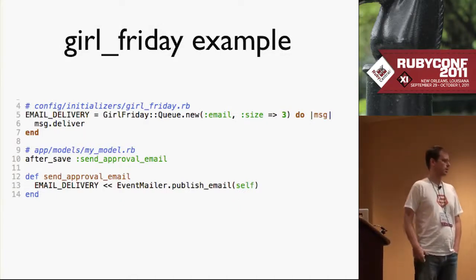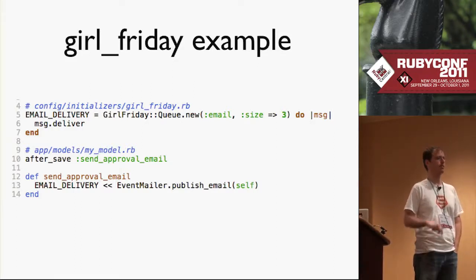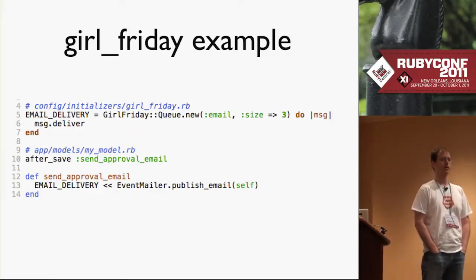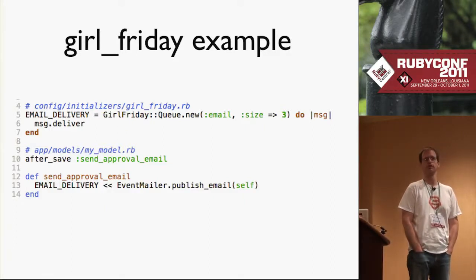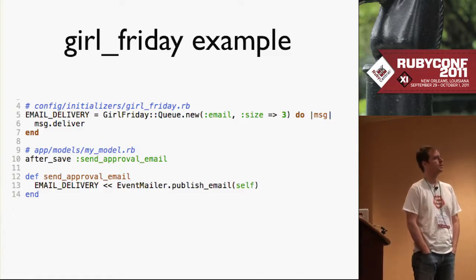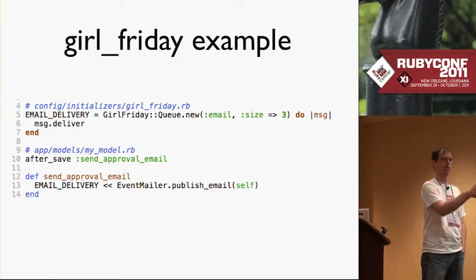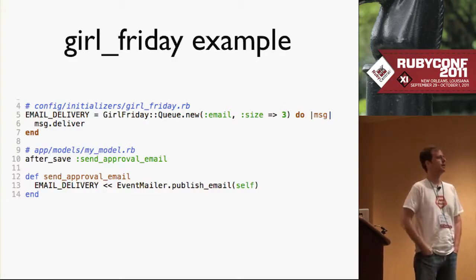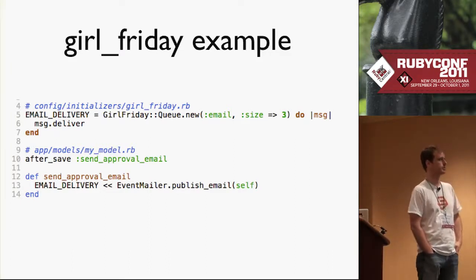So this is a simple example of using Girl Friday. I designed Girl Friday to be just very simple background processing for Rails applications. The idea being that in this example, in a Rails application, quite frequently you want to send an email when the user registers or signs up for your website. But you don't want to do that on the main thread that's processing the request from that user, right? You don't want to block on that network. So you want to do the email delivery asynchronously.